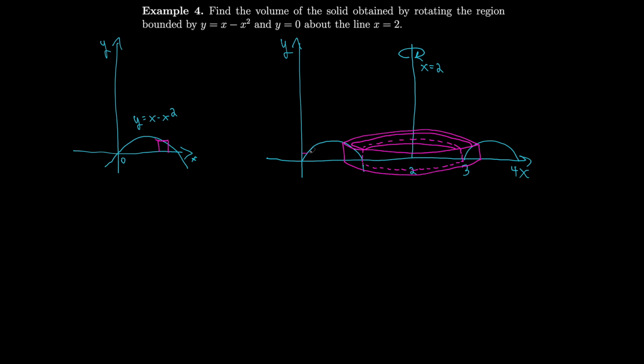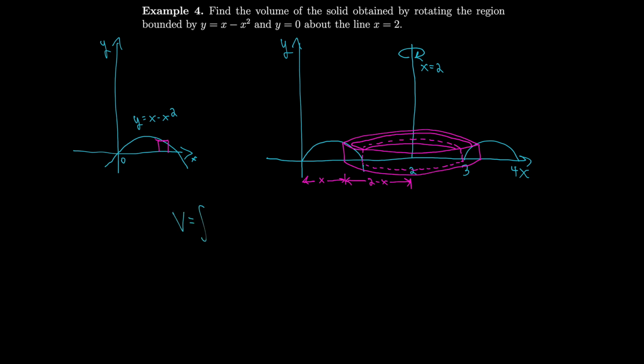If I go from here to here, that's just the x value along the curve. I would like to know what the radius of the shell is, which is from here to here. Well, if from here to here is x, and from here to here is 2, then from here to here is the difference. So it'll be 2 minus x. So that's the radius of the shell. And then the height of the shell is just the y value, x minus x squared. So again, we now have enough information to do our integral.